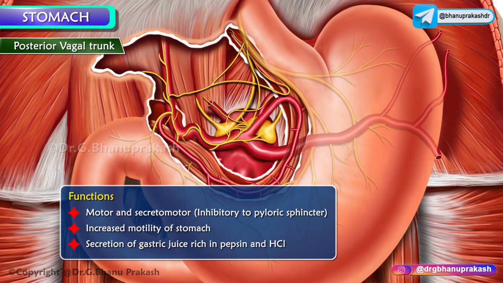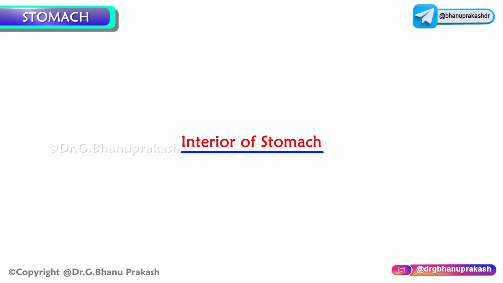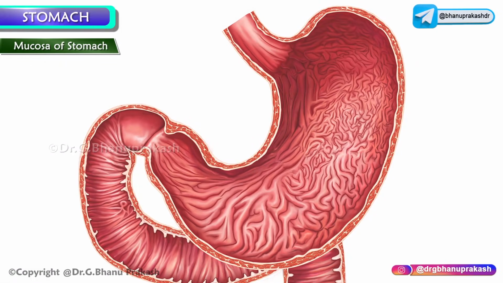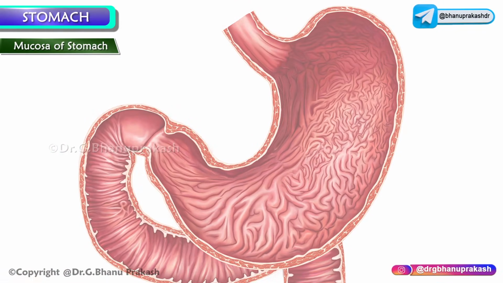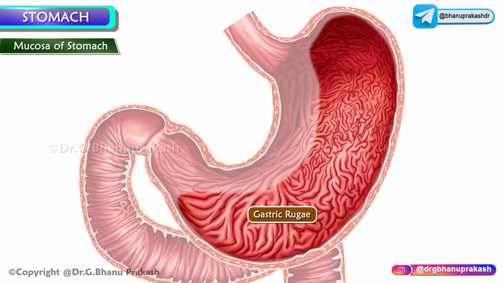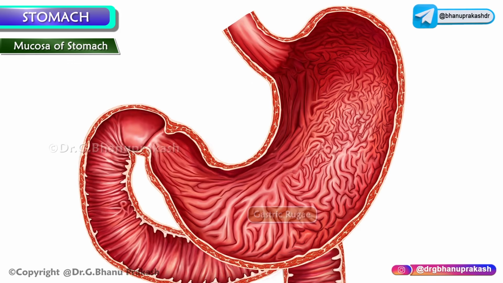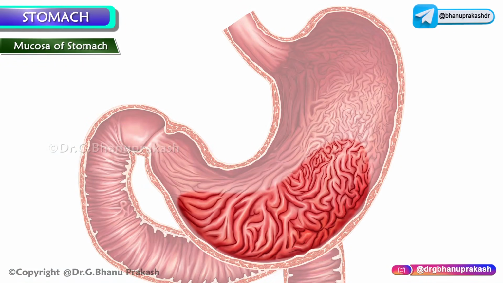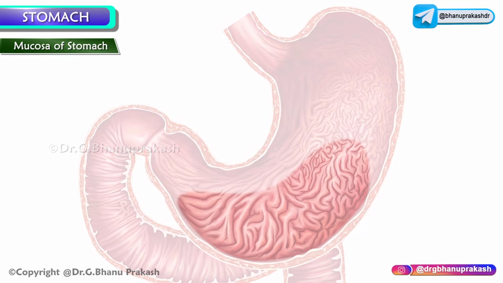Now let us talk about the interior of the stomach. So the interior of the stomach is divided into several layers. The first layer is called the mucosa of the stomach. The gastric mucosa of the empty stomach, as you can see in this picture very clearly, is thrown into longitudinal folds. These are also called longitudinal ridges or wrinkles, called gastric folds or gastric rugae, and they are most marked towards the pyloric part and along the greater curvature of the stomach.